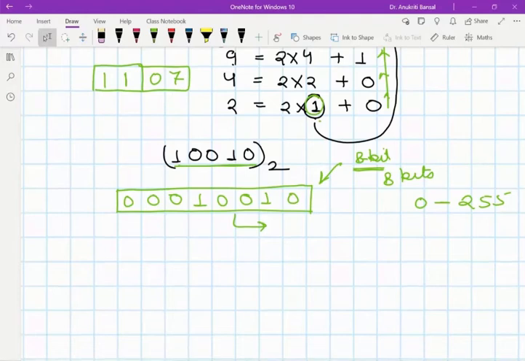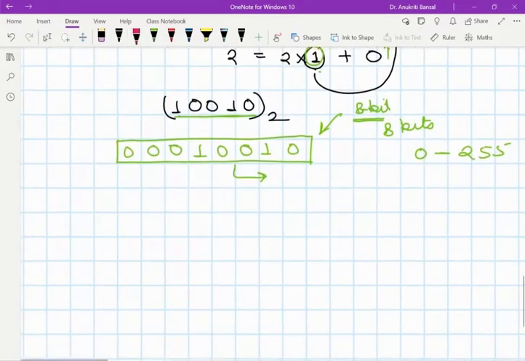Now, when we study about number systems, one of the important components is binary addition.